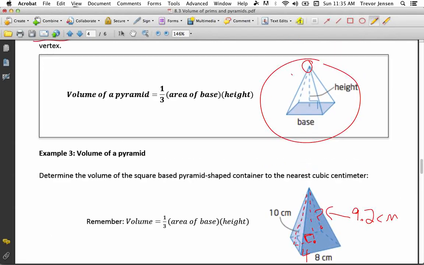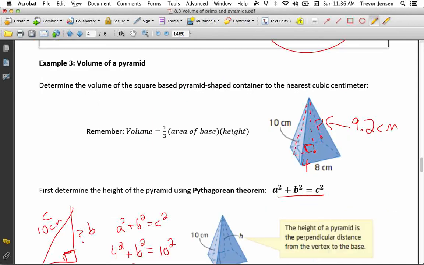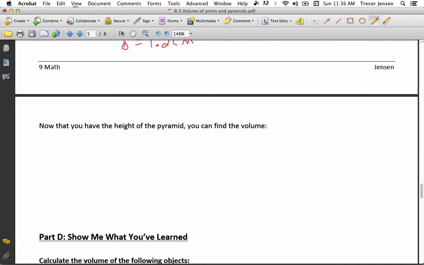In order to find the volume of the pyramid, I have to know the area of the base multiplied by the height. So I now have the height. I can find the area of the base. That's all I need to find the volume of the pyramid. So now that you have the height of the pyramid, you can find the volume. Volume equals 1/3 times the area of the base times the height of the pyramid.